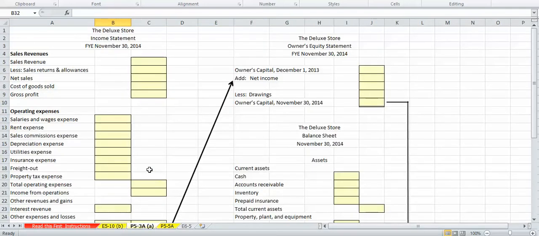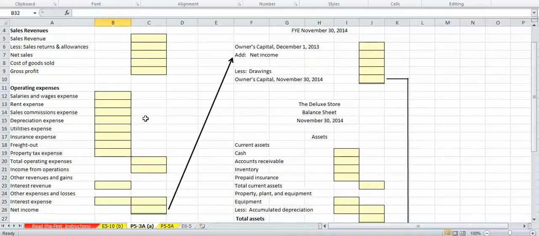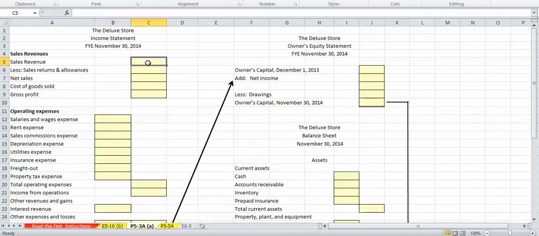The next problem is P5-3A. You're going to create an income statement, and this is going to be a multi-step income statement. Same chapter 5, you'll see an example. So you can have sales revenue minus sales returns and allowances equals net sales, minus cost of goods sold equals gross profit. That's how you get the gross profit.